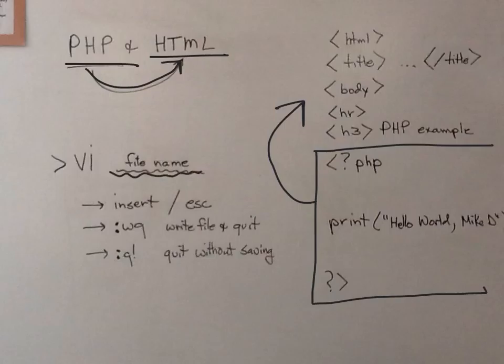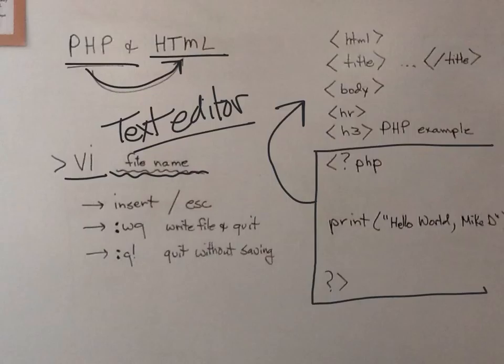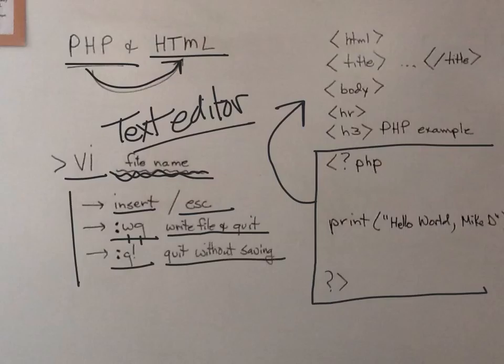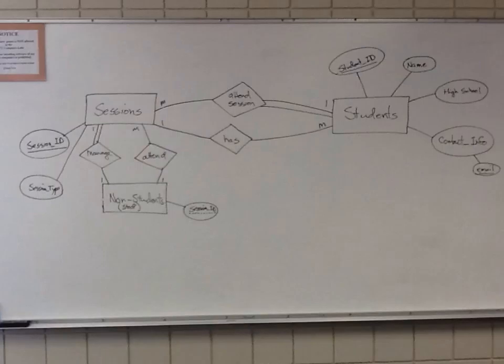So in this class we need to teach you a little bit about VI. This is a text editor which allows you to edit text files, and you have to hit insert to be able to insert information once you open VI and you open a file. The file name goes here. Escape to get out of that. WQ means write and then quit: write the file and quit. If you do a Q exclamation point, it means quit without saving. This is what we're working on currently, and we'll be finishing this up in the next week.